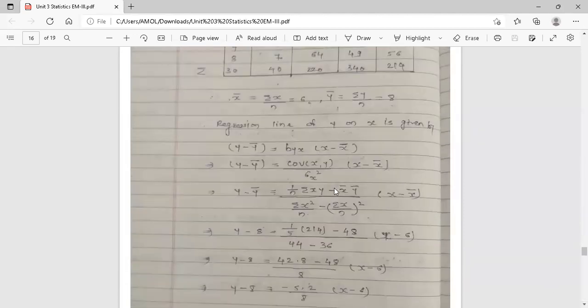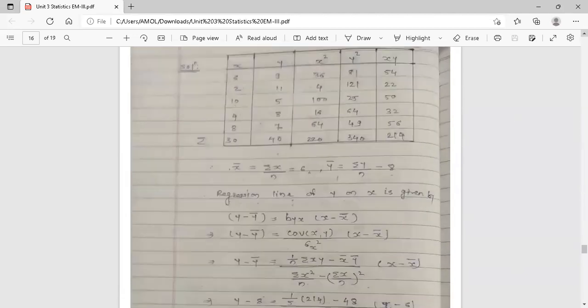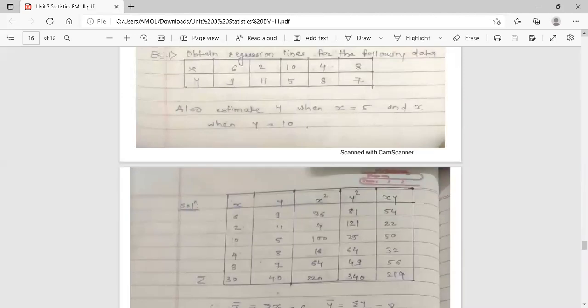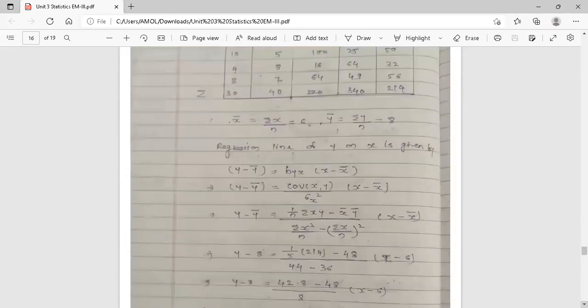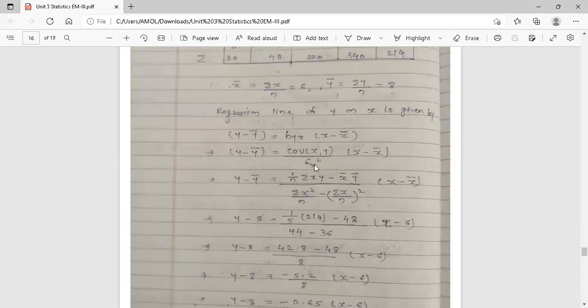Now you find the regression line of y on x. It is given by the formula y minus y bar is equal to byx into bracket x minus x bar. Now you know the value of byx, regression coefficient byx. We have discussed it here. Byx is equal to covariance of xy upon sigma x square. So you put here the value of byx, covariance of xy upon sigma x square.